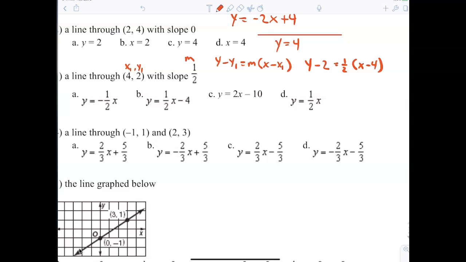But obviously it's in slope-intercept, so you have to distribute the 1/2. When you distribute the 1/2, you get y minus 2 equals 1/2 x minus 2. Then you add 2 to both sides. y equals 1/2 x. Everybody okay with that? And because y equals 1/2 x, we know the answer is what? D.